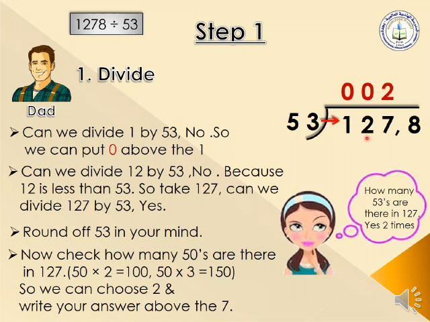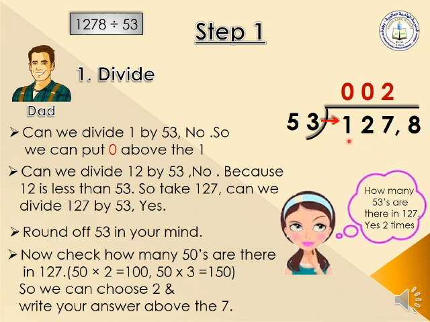Take the next digit, 2 also. That means take 12 together. Can we divide 12 by 53? No, because 12 is less than 53. So place one more 0 in the quotient above the 2. Go to the next digit, 7. Then take 127 together. Can we divide 127 by 53? Yes, because 127 is bigger than 53.